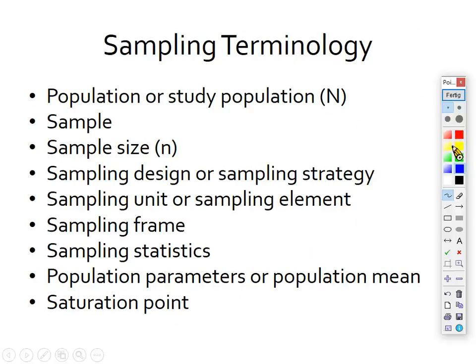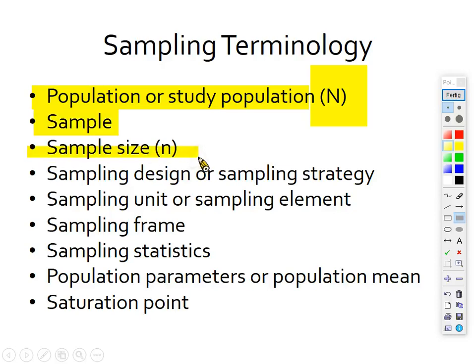There is some sampling terminology here. We have a population, or study population. We use the N, the big capitalized N, to represent population. We have a sample, and we have a sample size. Sample size means the size of the sample. The sample is the target from which we collect data. Sample size refers to the number of the sampling units inside the sample.